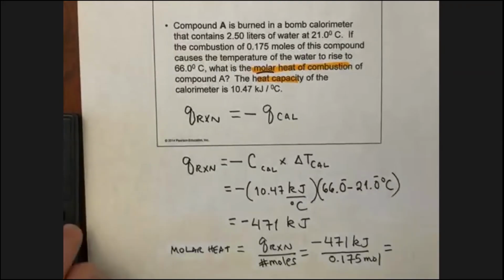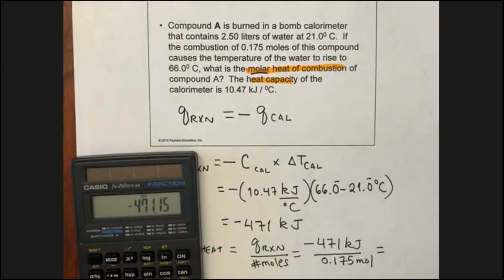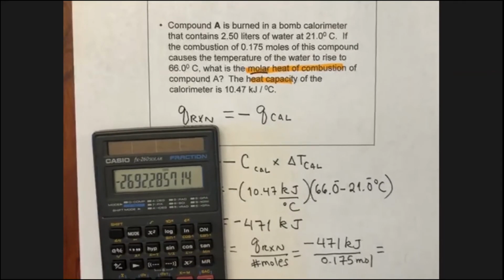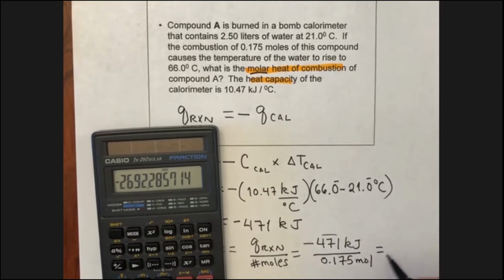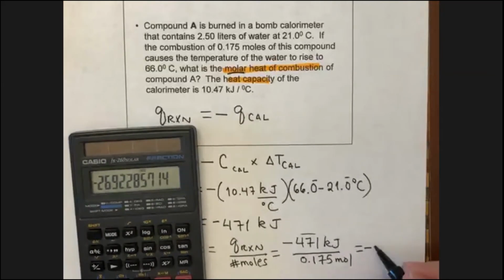And let's bring our calculator again. I already had that number in there. And I'm just going to go ahead and divide by 0.175. And that gives me a total of minus 2,692 point bunch of digits. But my two numbers here only carry 3 sig figs. So I need to round that to about 2,690, I guess, minus 2,690 kilojoules per mole.